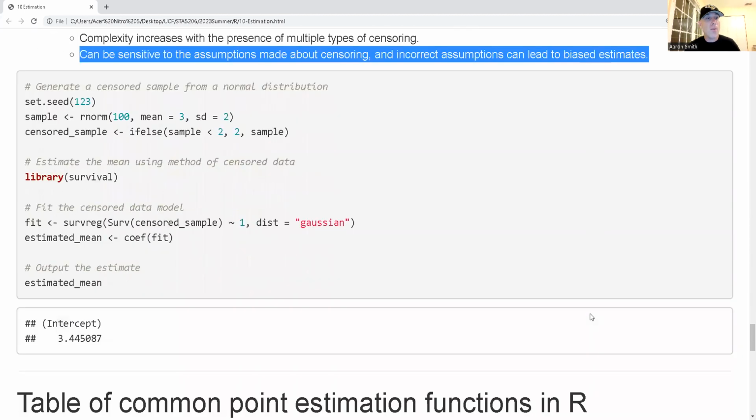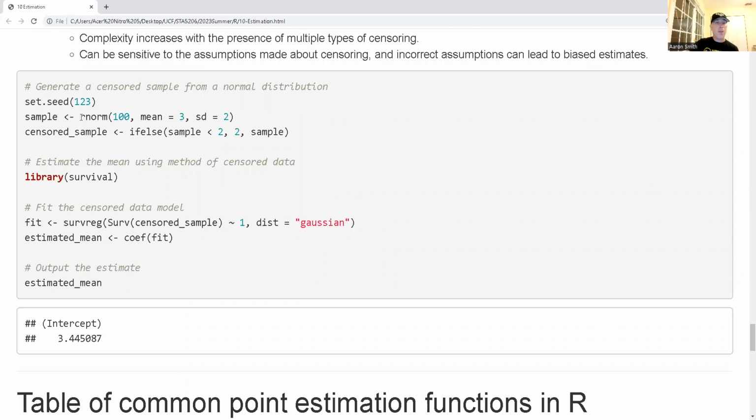All right, so let's go ahead and run through an example with R. Once again, here's my observed data, and I want to make an estimate of what's truly going on. But now, here's the kicker. If the sample value is less than 2, we're going to say it's just 2.